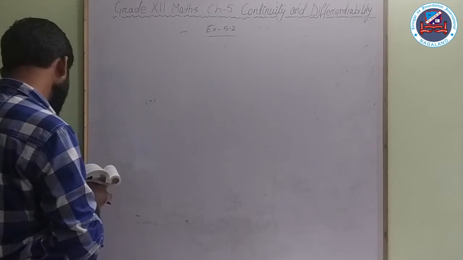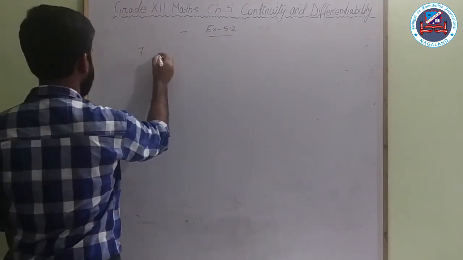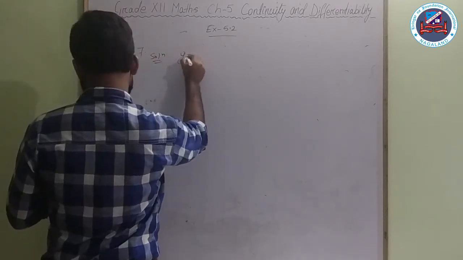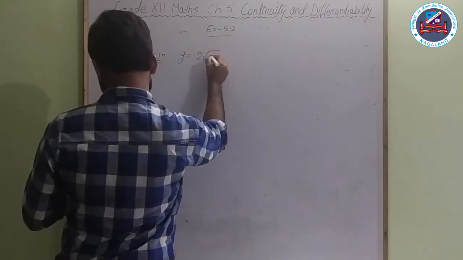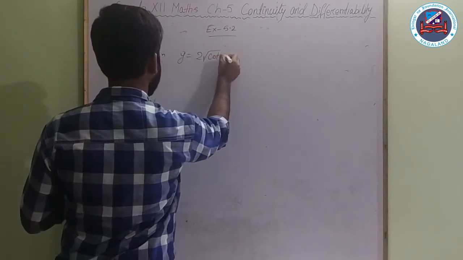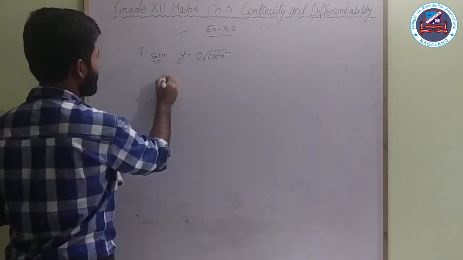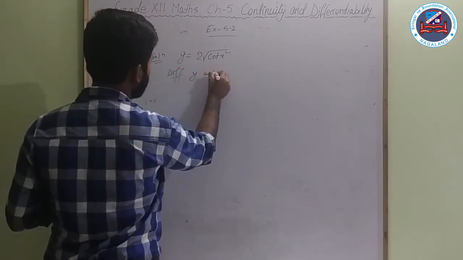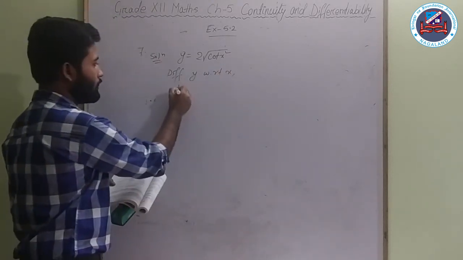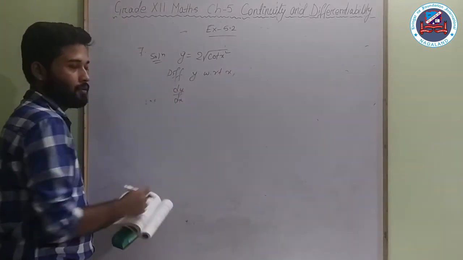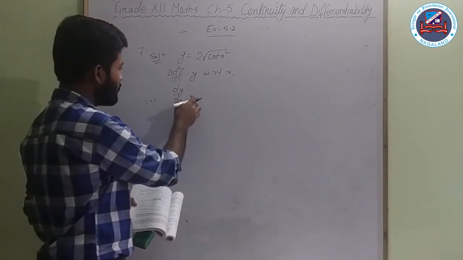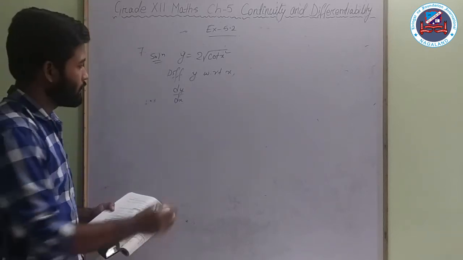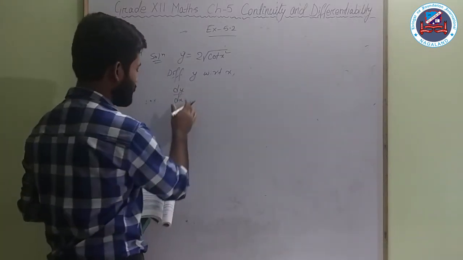And next, let us do question number 7. It's very easy. So let us consider y is equal to 2 root over cot x square. Differentiating y with respect to x, what we have: dy by dx, or d/dx of y. So remember one thing, that this is not divide. Okay, some of you sometimes get confused. This is not divide. This is dy by dx, d/dx of y.